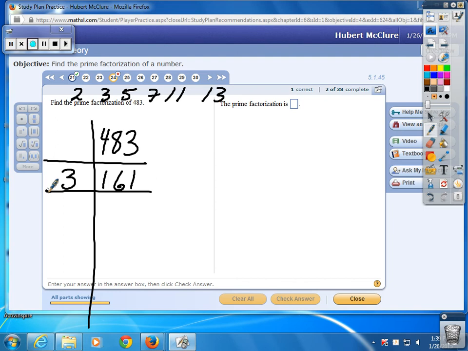Well, 11 will go into 16 one time. That'll leave 5. 51. 11 won't go into 51. Might try 13 though. I don't know. Or 3. 3 will go into 16 5 times, right? That'll leave 11. So you just got to try all of them. Well, I wouldn't try 2 because 161. 7 will go into 16 twice. That'll leave 21.